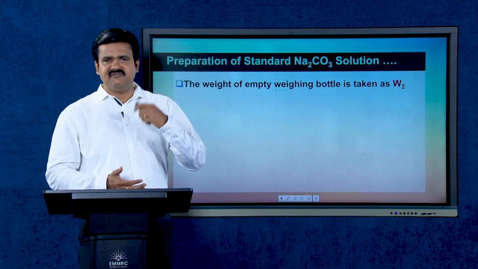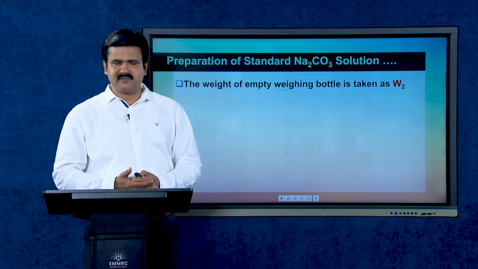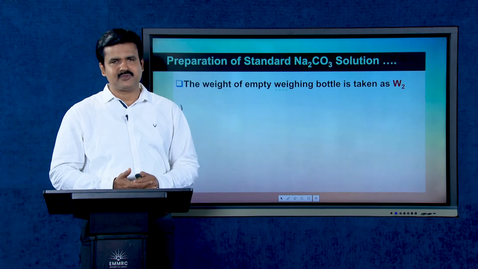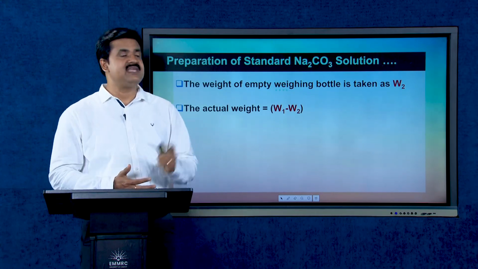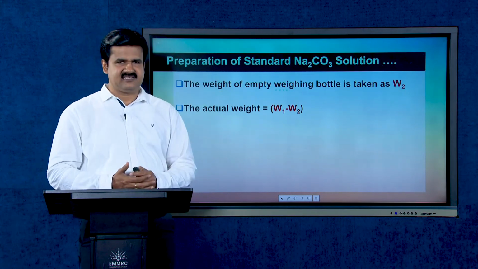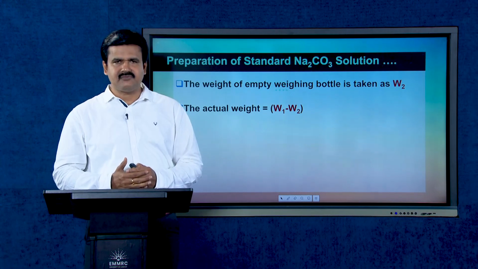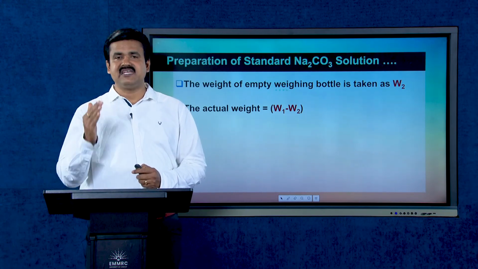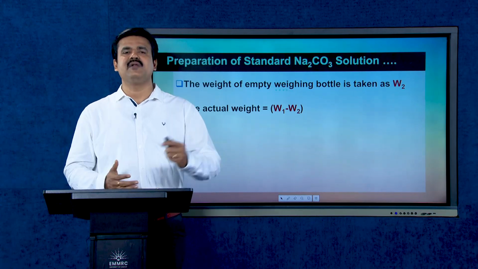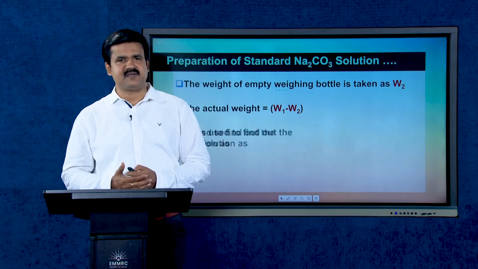Now, the weight of the empty weighing bottle is again taken by the electronic balance and recorded as W2. Thus, the actual weight of sodium carbonate taken will be equal to the difference in weight, that is W1 minus W2. W1 is the weight of weighing bottle plus sodium carbonate. W2 is the weight of the empty weighing bottle. So, W1 minus W2 gives the actual weight of sodium carbonate taken in the experiment.